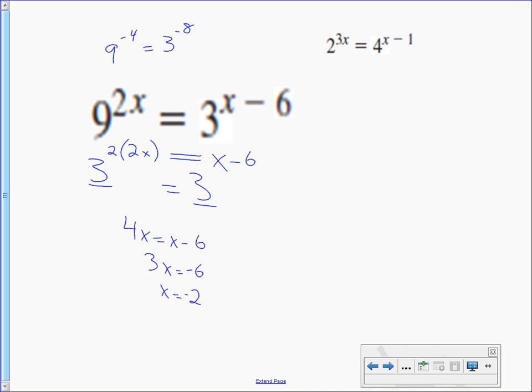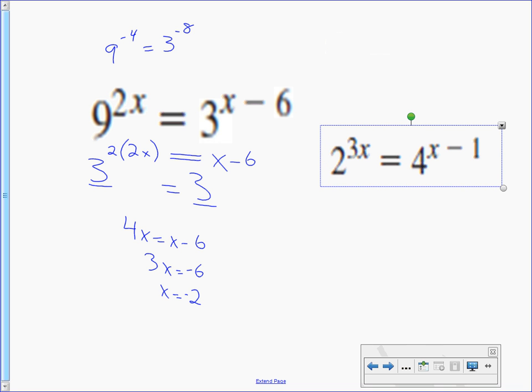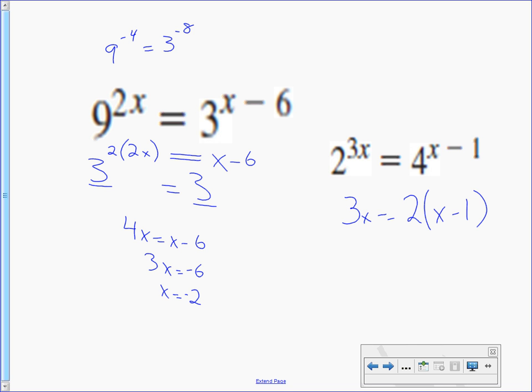Just look at the other one I have up here. What are you going to use for a common base here? 2. So it's going to be 3x equals 2 times the quantity x minus 1. Always work down. Go to the smaller one. It's always going to work cleaner that way. It doesn't work the other way around. So you wind up with 3x will equal 2 to the x minus 1.